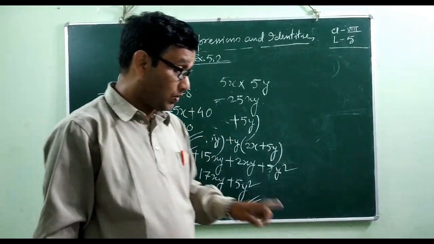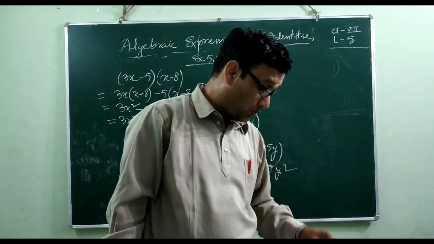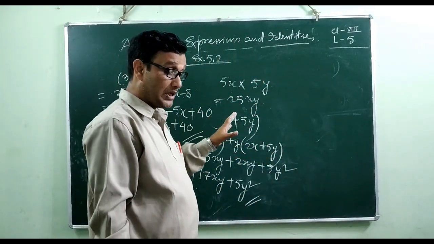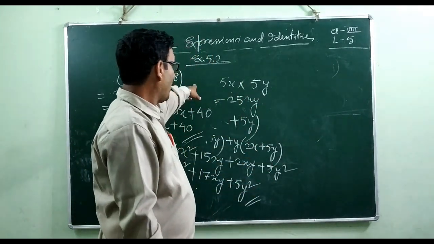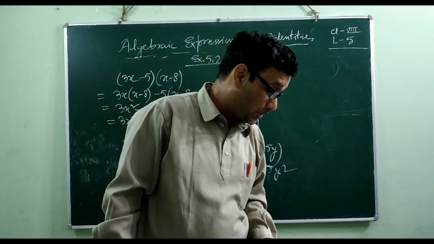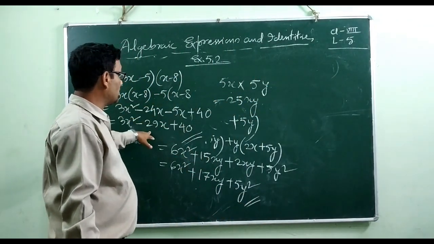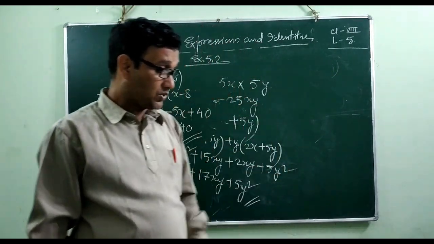Now look at the questions in exercise 5.2. In question number 1, all the monomial terms will be multiplied, and in question number 2, all the binomial terms will be multiplied. Question number 1 asks to multiply the following. I solved it this way, and you can solve the remaining ones yourself. Question number 2 is similar; the remaining ones you can solve. Now I am going to show you question number 3.